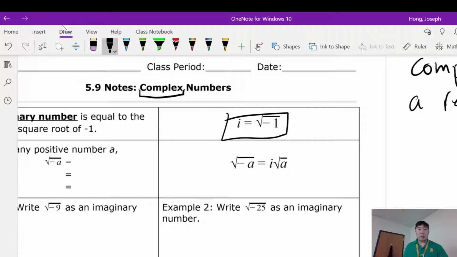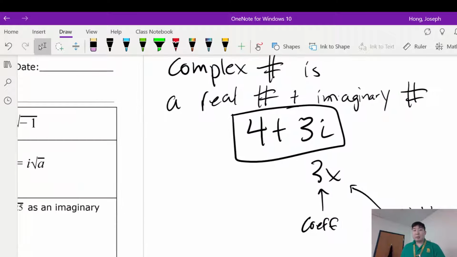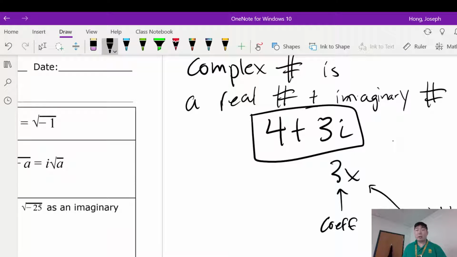In the world of math in general, we know that we always put the variable after the coefficient. As in, for example, if it was 3x, this would be the coefficient, and this would be the variable. So we're going to write it very similar with the i. We're going to treat i very similar to a variable. i is equal to the square root of -1.